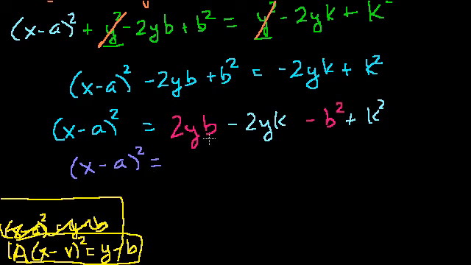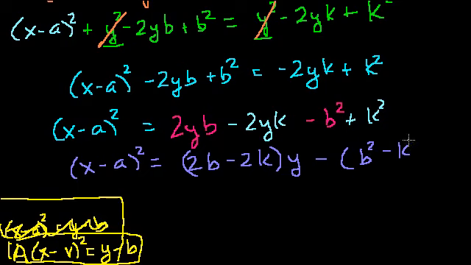So we get x minus a squared is equal to, let's see, if we factor out a y first, we get 2b minus 2k times y. And then I want to make it minus some constant. So this is one constant squared plus another constant. So I could make this equal to minus, let me think about this, minus b squared minus k squared, right? If I expand this minus out, you would get minus b squared plus k squared. So this is the same thing right there. And let's see, can I factor out?